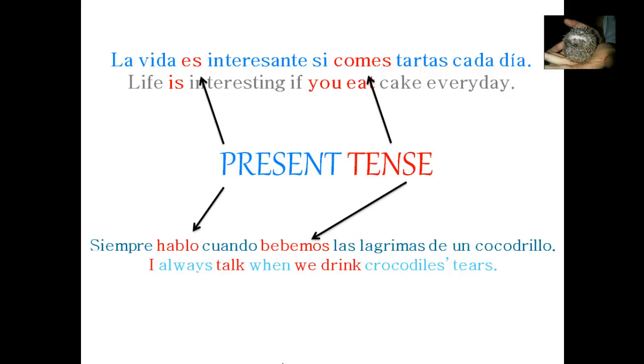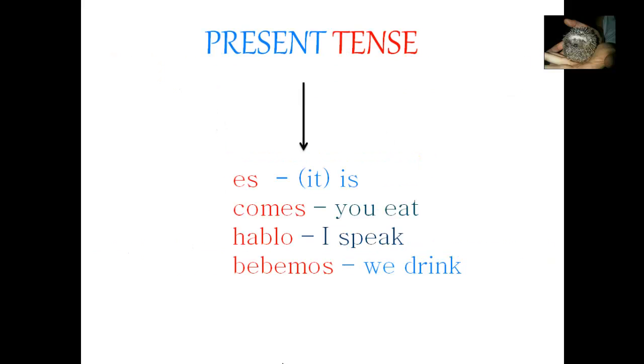Life is interesting if you eat cake every day. I always talk when we drink crocodile's tears. So the examples are es, comes, hablo, and bebemos. Those are 4 examples of the present tense in Spanish. If you spotted those, a high five for you, well done.